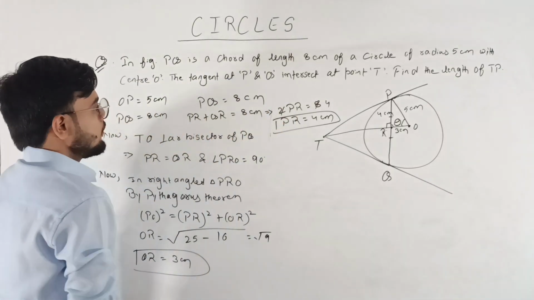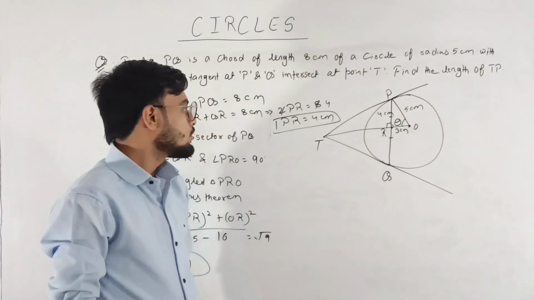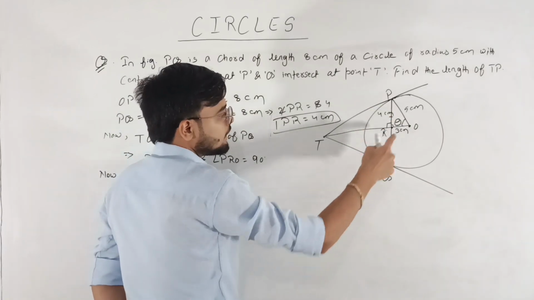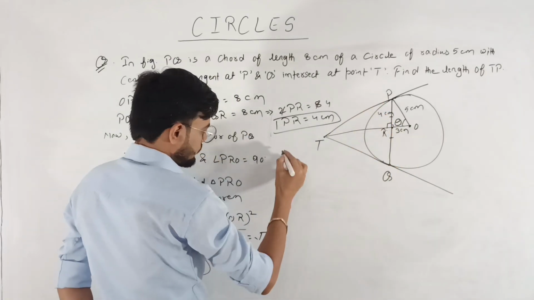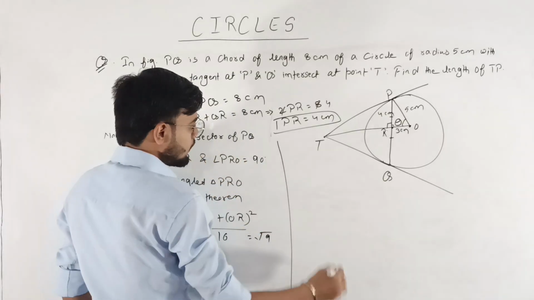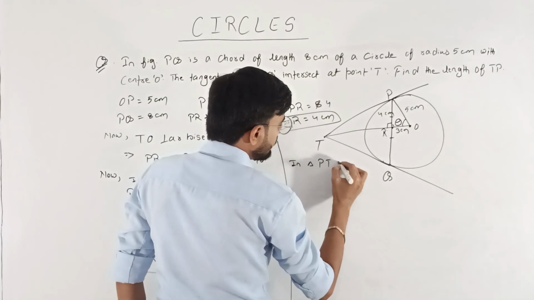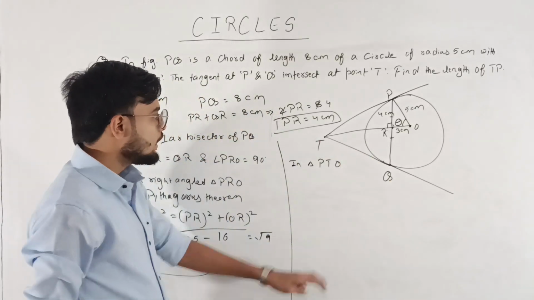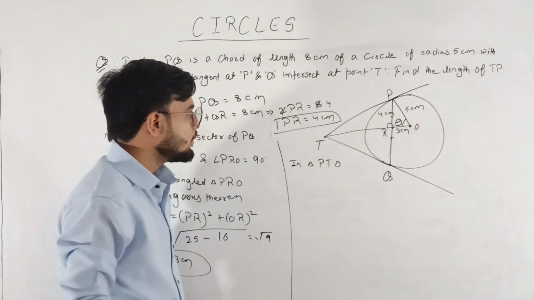But we have to find the length of TP. We have to find TP, not OR. So for TP, we consider this triangle PTO. Now in triangle PTO, look here, we have the length of OP, which is 5 centimeters.